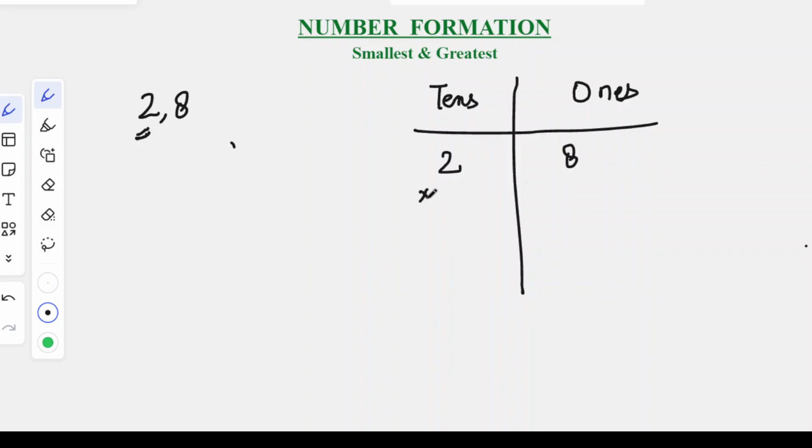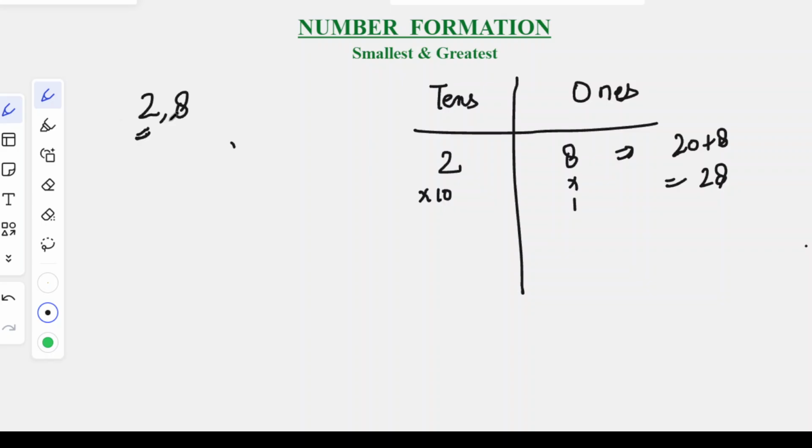What do we get? We will multiply 2 by 10 and 8 by 1. We will get 20 plus 8, 28. Okay, so this is the smallest two-digit number which can be made using 2 and 8.